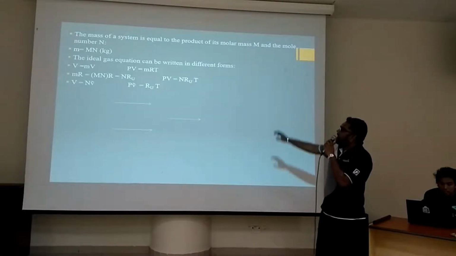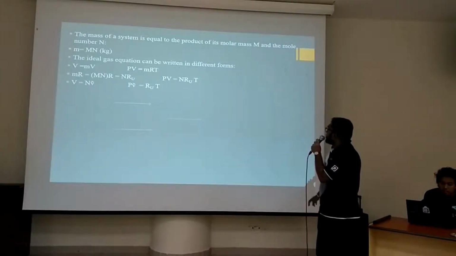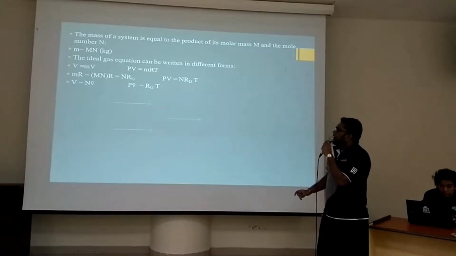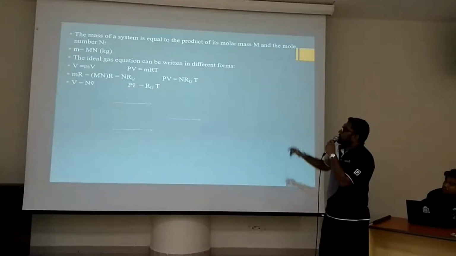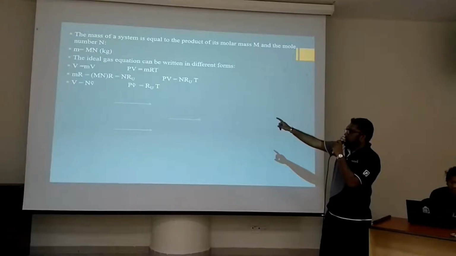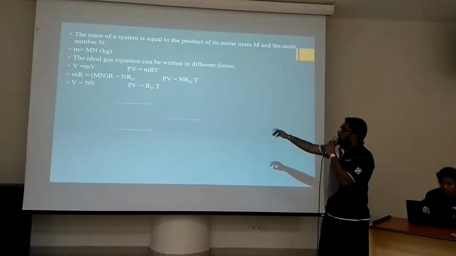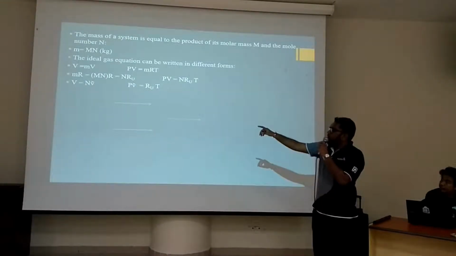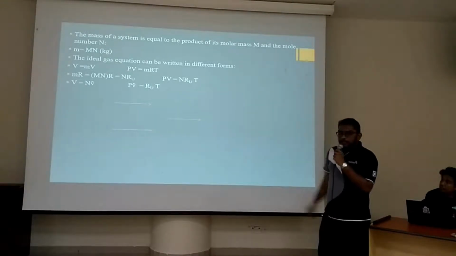So you can see these are the other equations. The mass of a system is equal to the product of its molar mass M and the mole number N, m equals MN. The ideal gas equation can be written in different forms. For example, PV equals mRT. The second one would be mR equals (MN)R equals NRu, so PV equals NRuT. And the final one would be V equals Nv, so PV equals RuT.